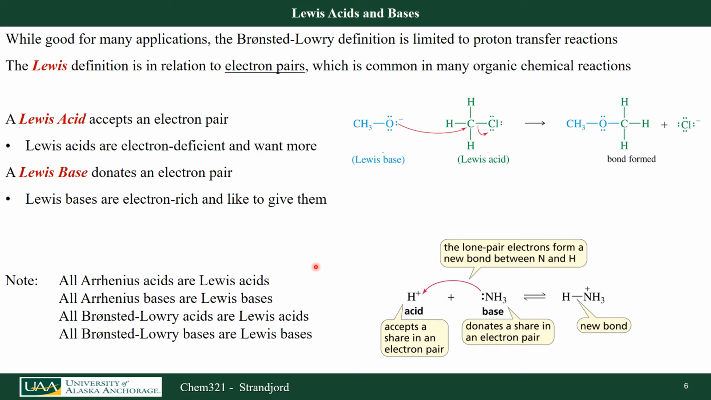Okay? All Arrhenius acids are Lewis acids. All Arrhenius bases are Lewis bases. All Bronsted-Lowry acids are Lewis acids, and all Bronsted-Lowry bases are Lewis bases.